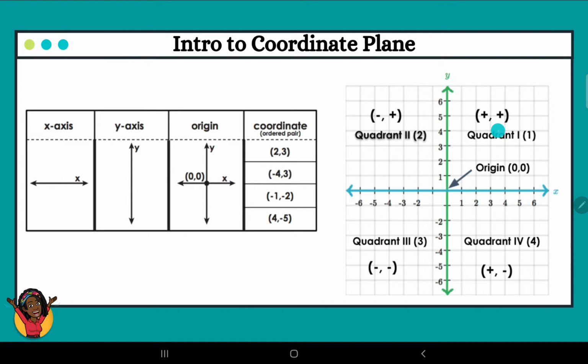Now there are four quadrants and we number our quadrants counterclockwise. So we start off with the first quadrant, quadrant 1. In this location, both our x and y values are positive. Then quadrant 2, our x values are negative and our y values are positive. Quadrant 3, both x and y are negative. Quadrant 4, our x values are positive and our y values are negative.